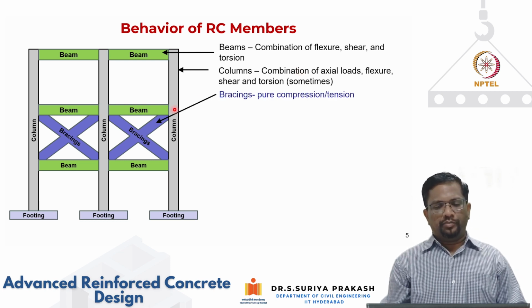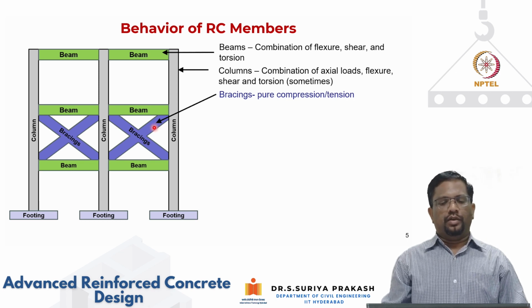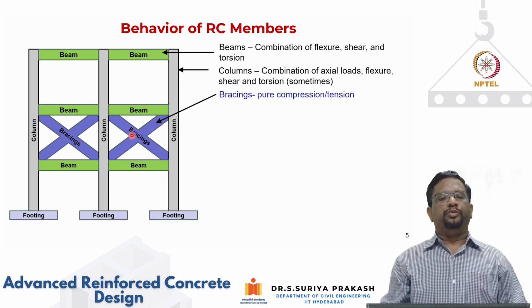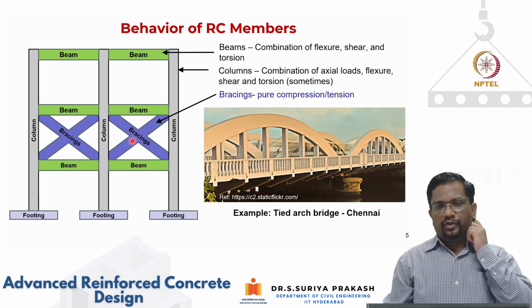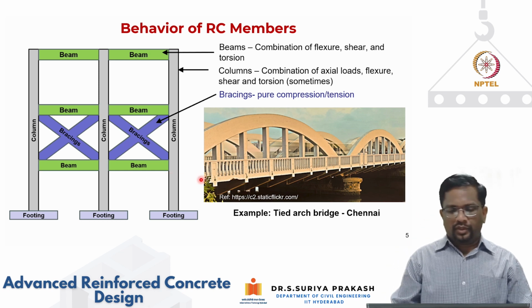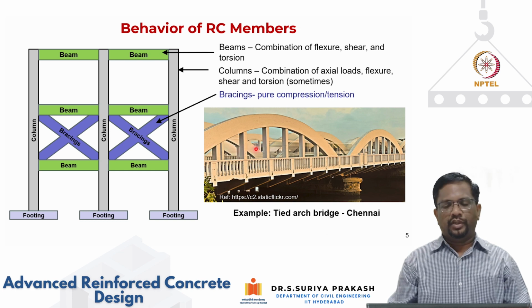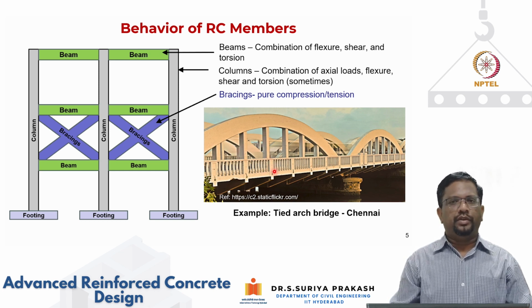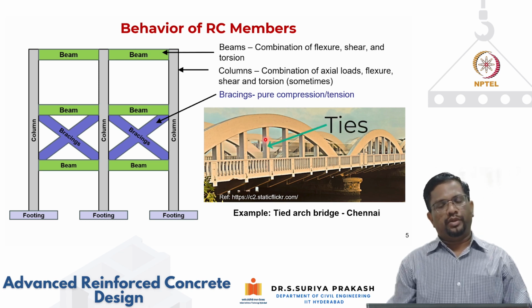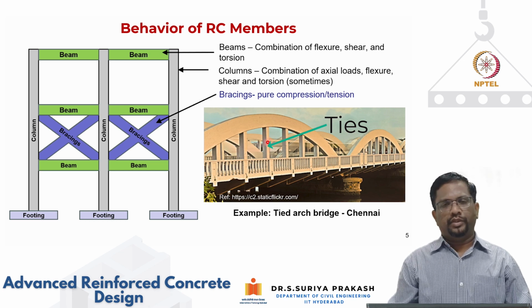Now we can also have bracings, but usually these bracings are provided in the form of steel members, but they will be subjected to pure compression or pure tension. And sometimes, we also use these kind of systems. This is a tied arch bridge, which is a very famous structural system for bridges. And you see that these members are called tie members, which will be under tension. So reinforced concrete members also can be designed to resist this kind of tension that is coming into the system.